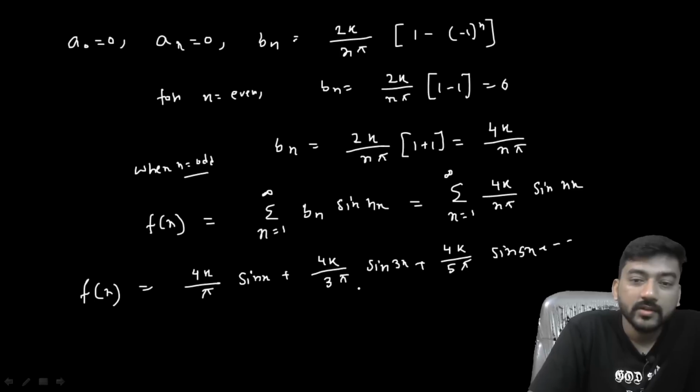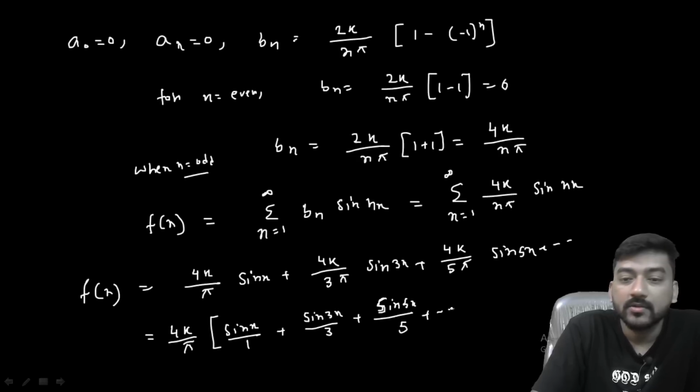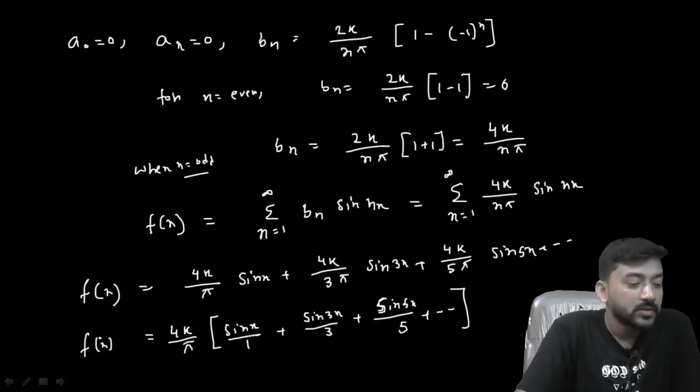Okay, so you can take common 4k upon pi. If you take common 4k upon pi, then what you will get? You will get sin x, and you can write the pattern: sin x upon 1, plus sin 3x upon 3, plus sin 5x upon 5, and so on. You will get this kind of series. Okay, so this is the Fourier series.